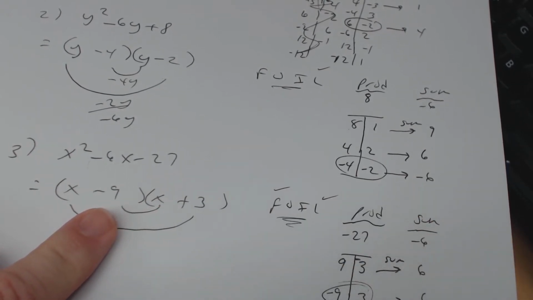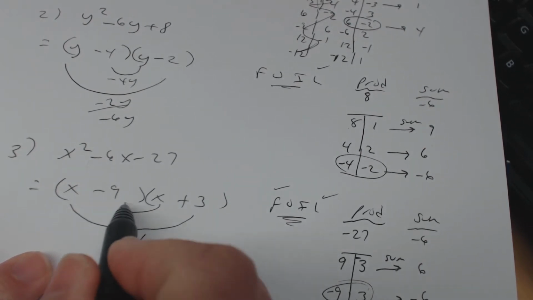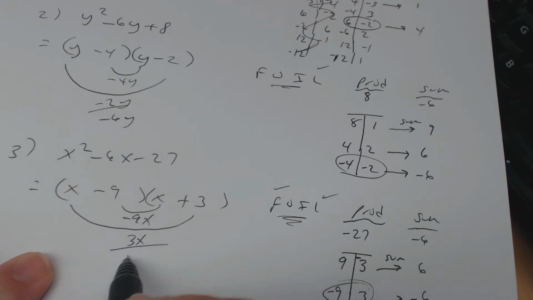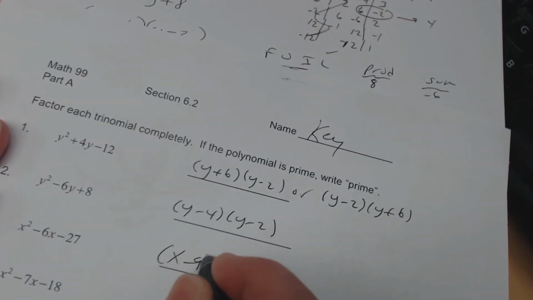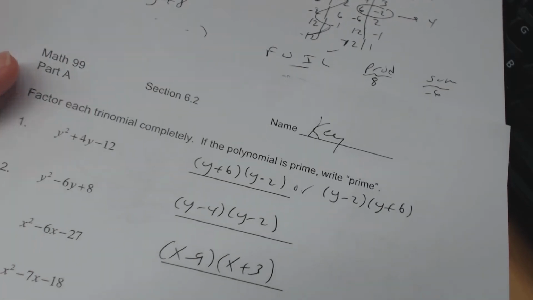Now let's go to the outer and the inner. The outer is 3x, the inner is negative 9x. When I add them up, I get negative 6x. And so that's what you wanted. So the answer to number 3 is x minus 9 times x plus 3. All right.